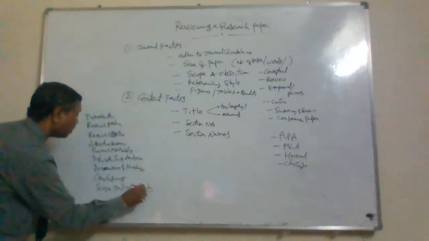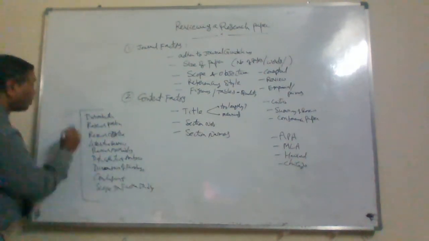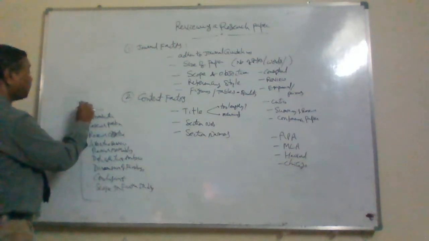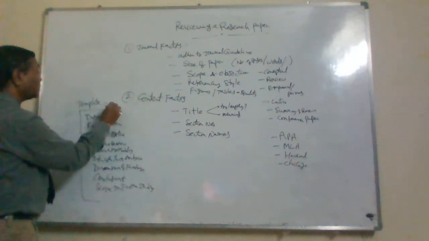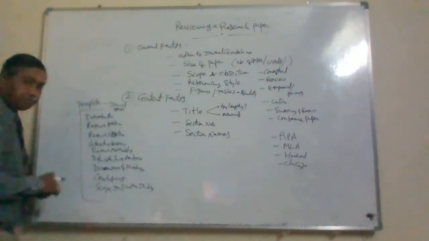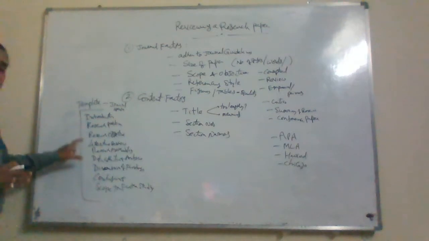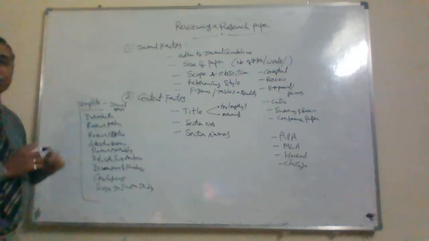So like this, a template will be given by the journal. This is one type of wording for the section names. Like this, a template will be provided by the journal. This is a journal specific template, right? So all the section names inside the paper should adhere to this standard only, as the journal advises.